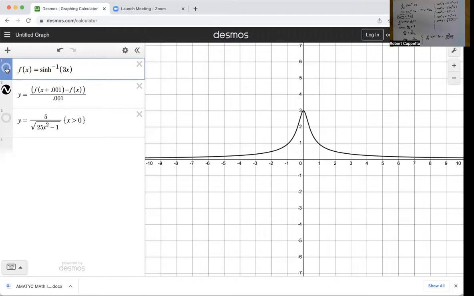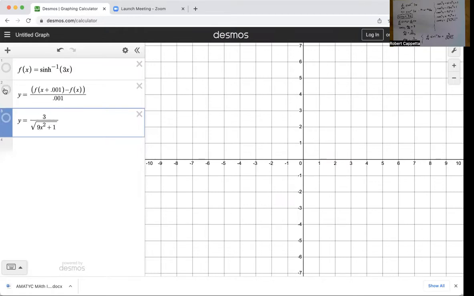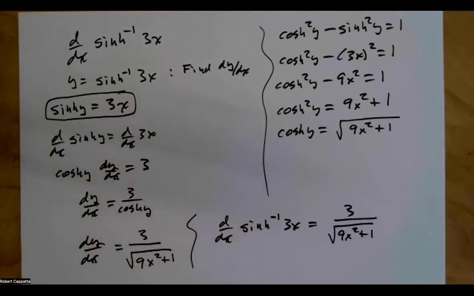We think it's 3 over the square root of 9x squared plus 1. So let's go ahead and look at that. 3 over the square root of 9x squared plus 1. And we'll turn this one off and see if it matches. Does it match? Looks like it does. And again, there's no restrictions on the domain here. So those two functions look the same. So indeed, our implicit derivative approach to finding the derivative of the inverse sinh and the inverse cosh worked effectively.